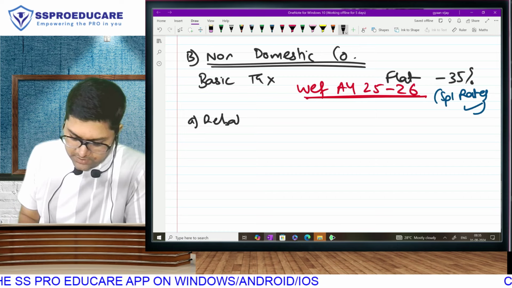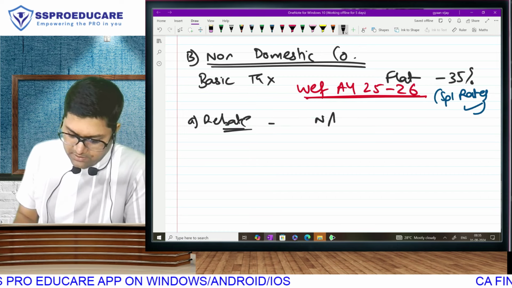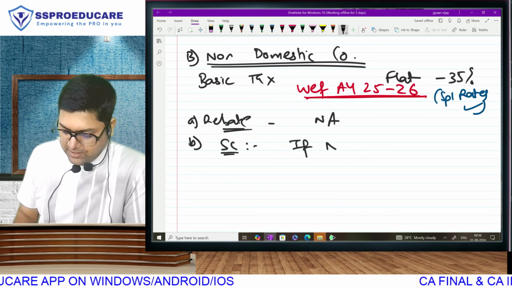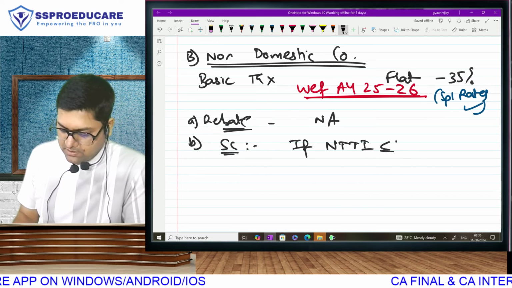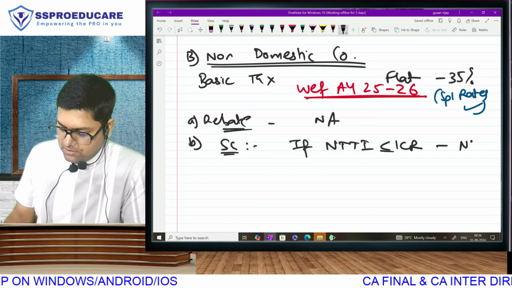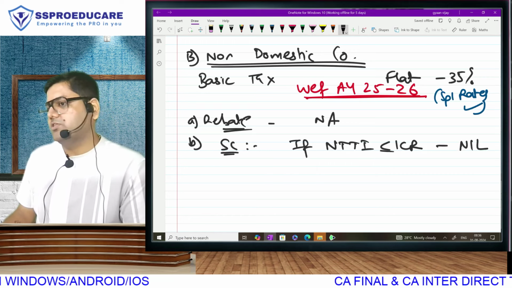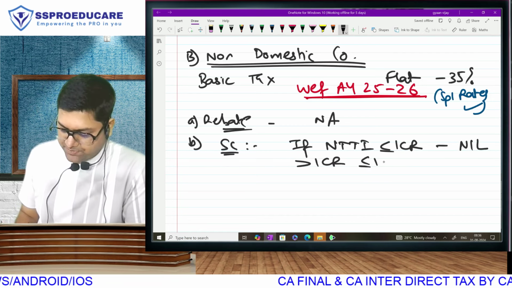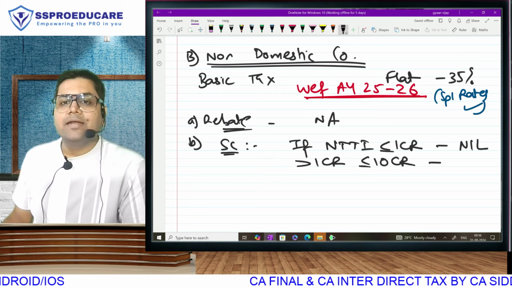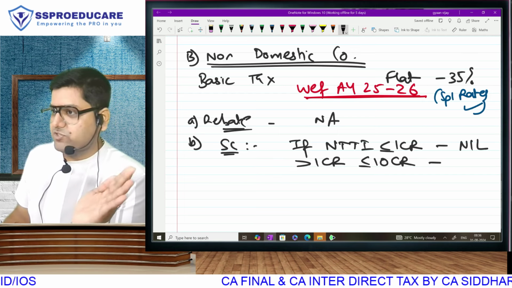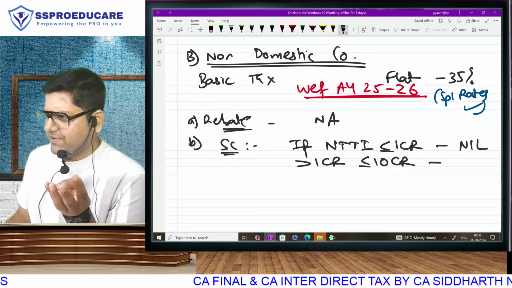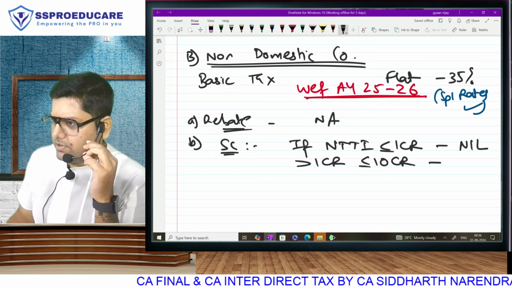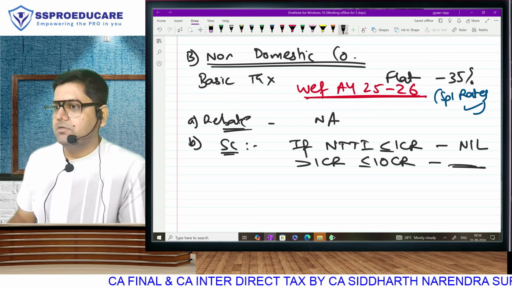Next, rebate, not applicable. But after that, surcharge. One thing we have understood till now, that companies and firms will have surcharge only after crossing 1 crore. If your net taxable total income exceeds 1 crore but is up to 10 crore, individuals in this range will have 15, 25, 37. What about partnership firms in this range? Partnership firms, 12%. In fact, after 1 crore till infinity.